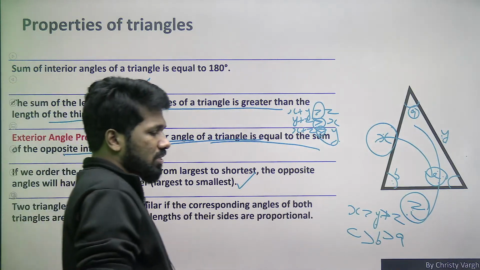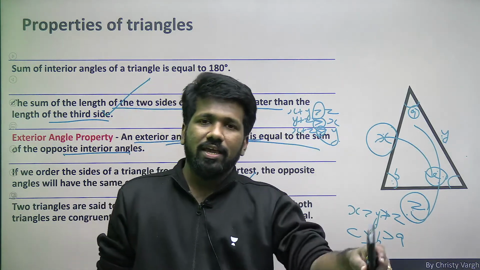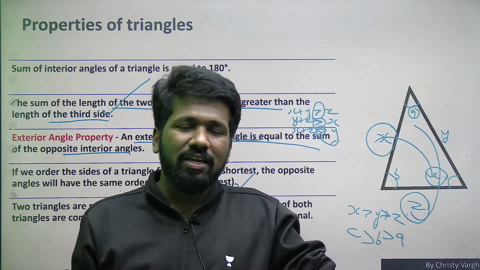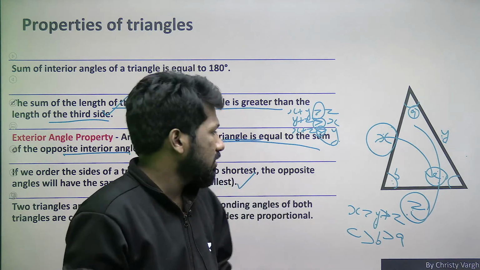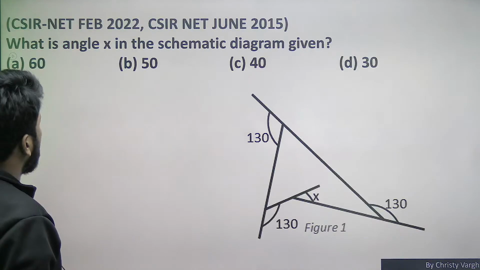The fifth property is actually the similarity property. In school days you have learned angle similarity, SAS, SSS, AA similarity. With questions we will discuss that. That will be better. Okay, then the angle hunting problems I will do.